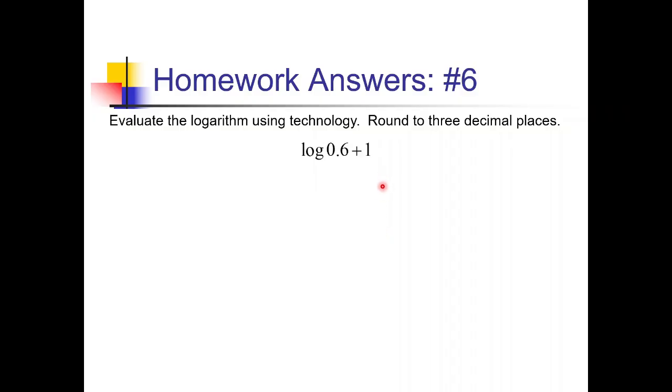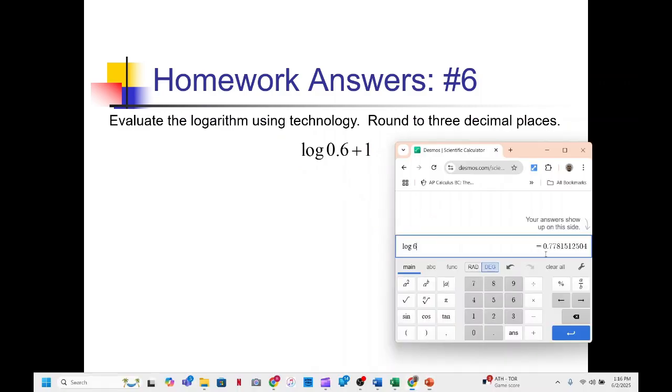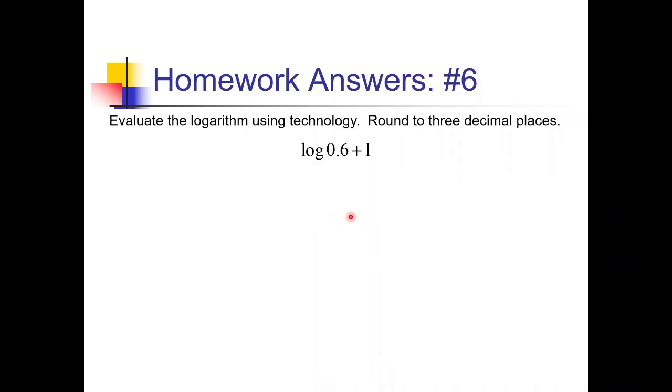For this next problem, they want log of 0.6 plus 1. So let me go in there and enter that in. So we have log of 0.6 and then plus 1. And the order of operations means that this log of 0.6 is going to happen before the plus 1, which you can verify if you want. But we end up with 0.778. And you could always use parentheses around the 0.6 if you were a little bit worried about that.